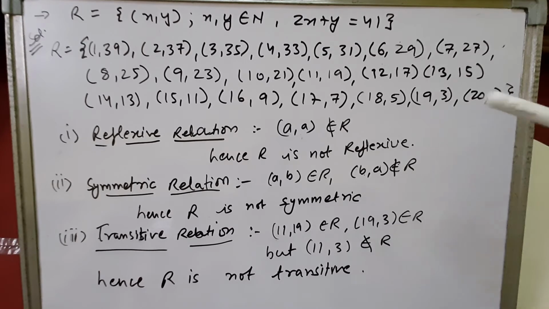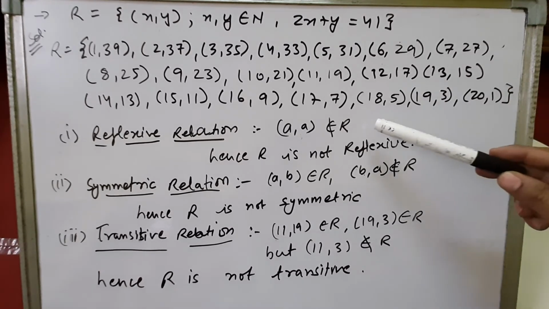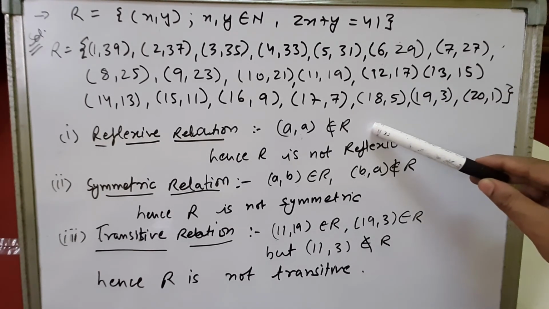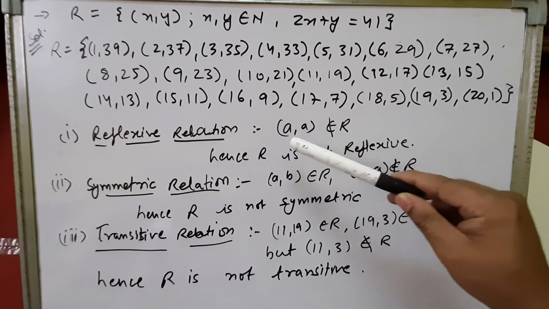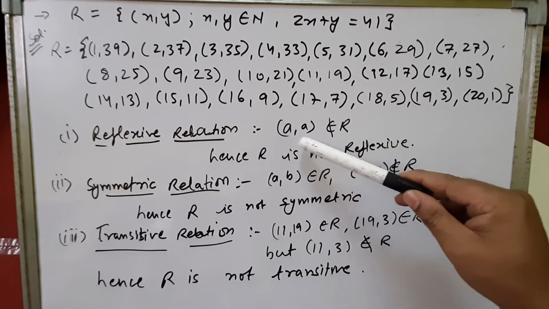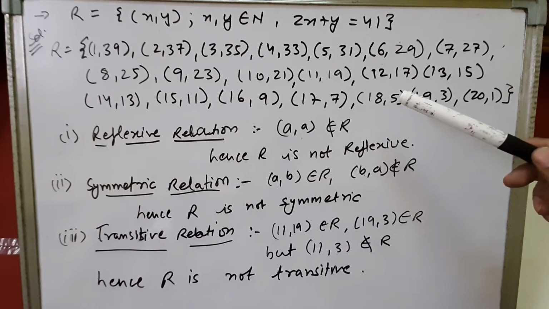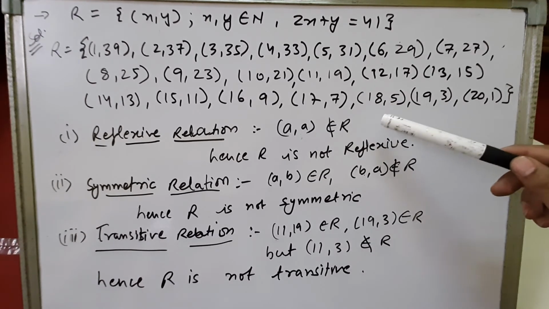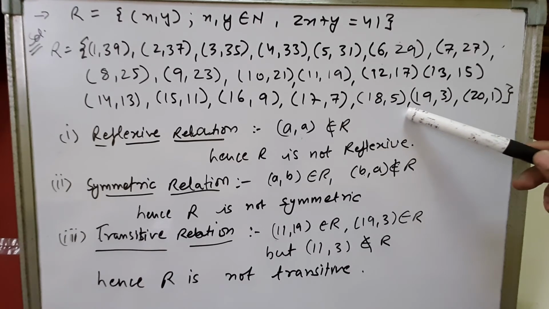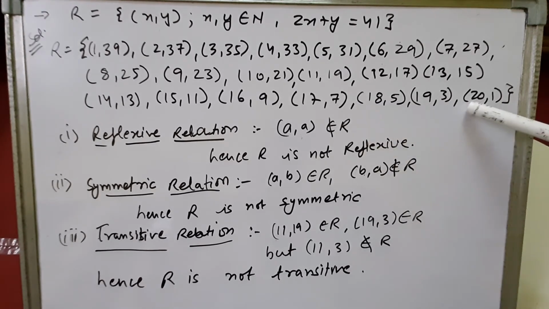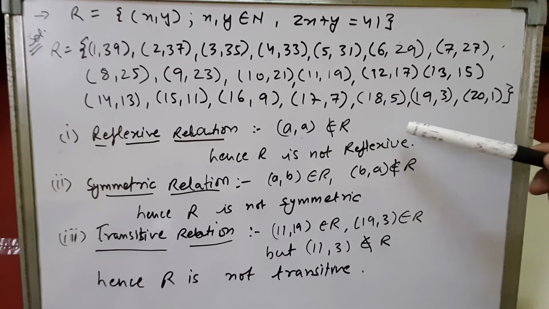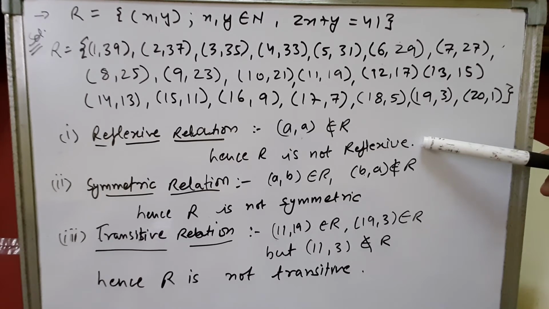Now in all the ordered pairs, we can see that there is no element which has the same image, like (a, a). So there is no element like (1, 1), (39, 39), (2, 2) which belongs to the relation. We cannot see any such pair in the ordered pairs. So we can say that R is not reflexive.